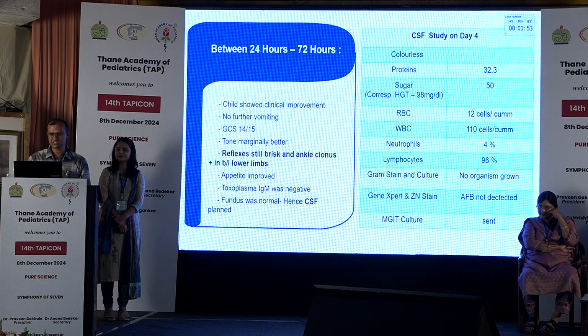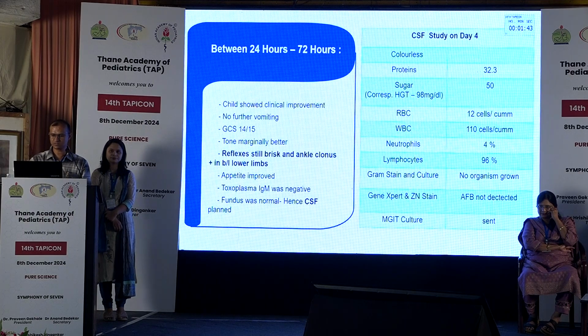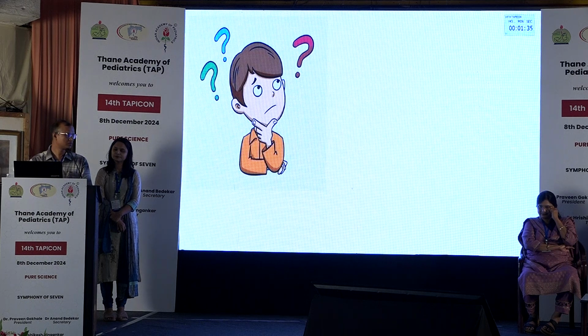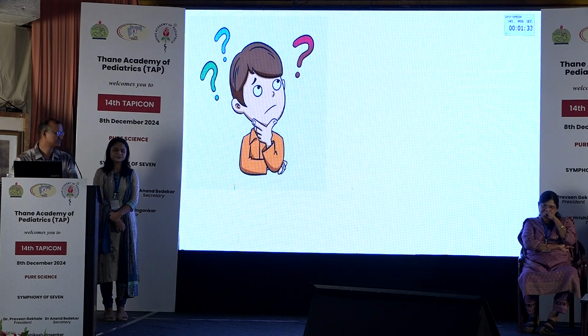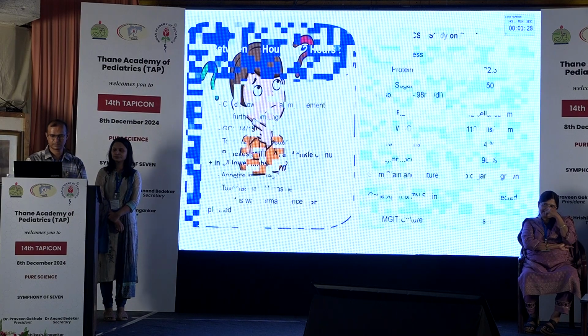So RBCs were 12, WBCs 110 with lymphocytes 96%. Gram stain showed no organism grown. GeneXpert AFB was not detected, and cultures were sent. MGIT was sent. So now, what could be the possibility at this moment? Can we go back to the previous MRI?